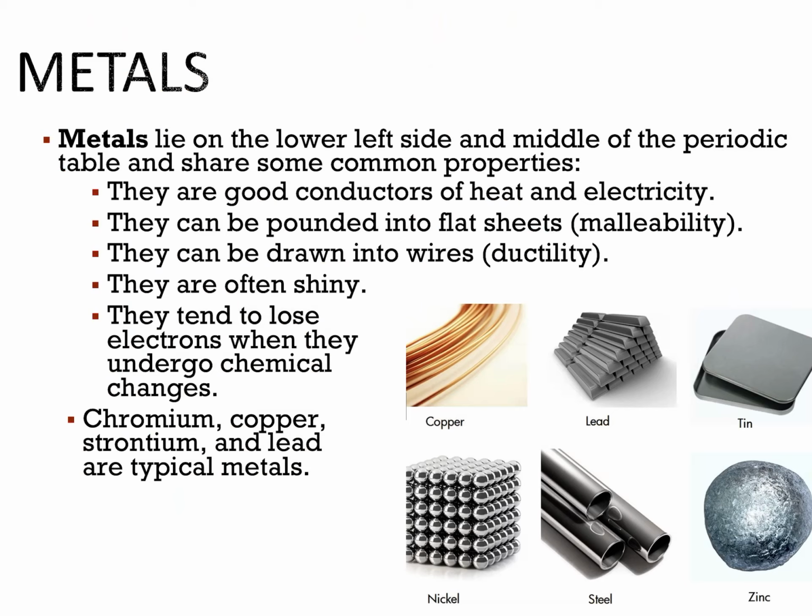They can be pounded into flat sheets, which means they are really malleable. You can think about tin roofs and things like that. They can be drawn into wires, which means they are ductile. They are often really shiny. They tend to lose electrons when they undergo chemical changes. This one will be really important as we move forward in the course. They lose electrons. They make positively charged ions, which are called cations. And then these are just some examples: chromium, copper, strontium, lead, right? Those are typical metals, and I think in general we're kind of familiar with what a metal might be.